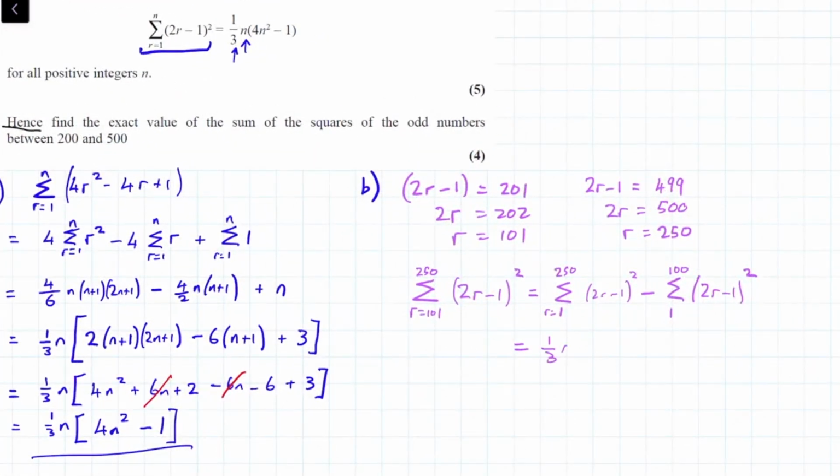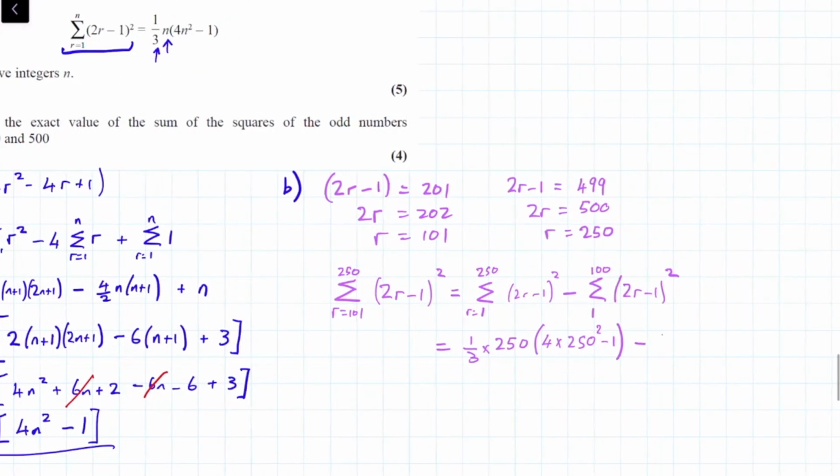So we will have 1/3 times 250, times (4 times 250 squared minus 1). And we're going to subtract the other term, minus 1/3 times 100 times (2 times 100 squared minus 1). If we stick that into the calculator, we will get 19,499,950. And we are done.